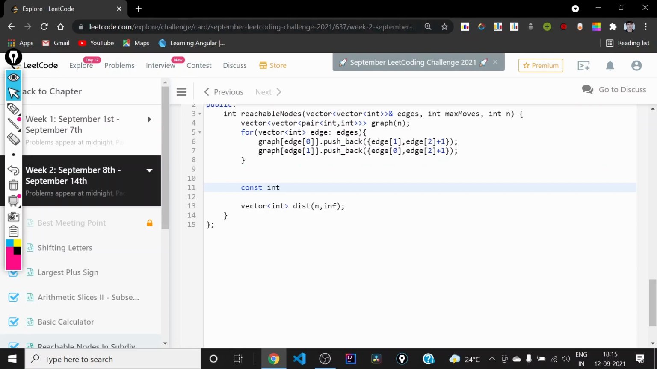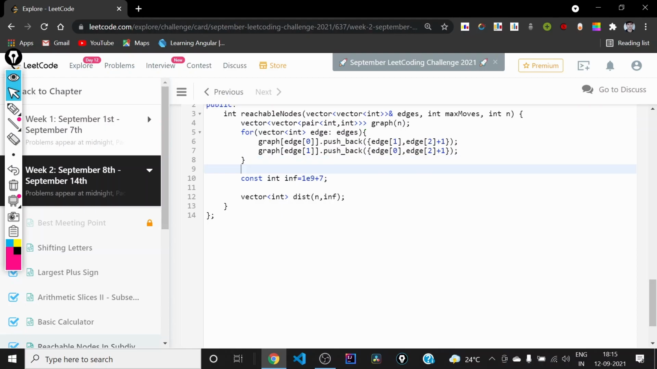I will be using this value for infinity. So we have got this distance and this infinity, and we have also got the adjacency list of the graph. Now we will need one more thing, and that is a set. This set will contain the active points, and the first active point will be 0.